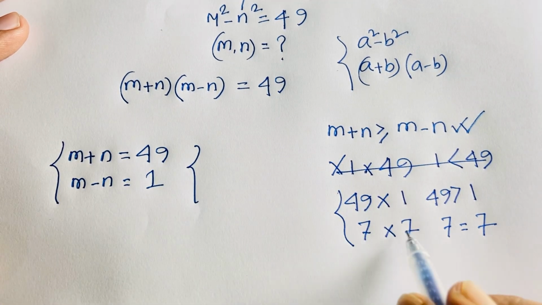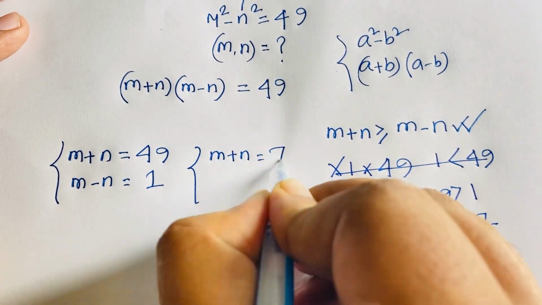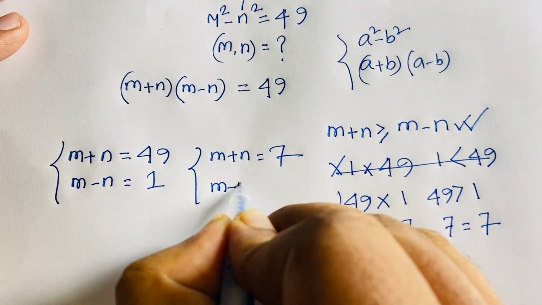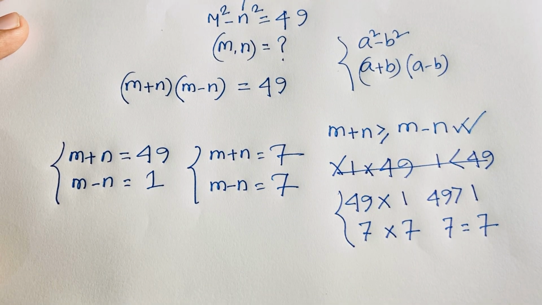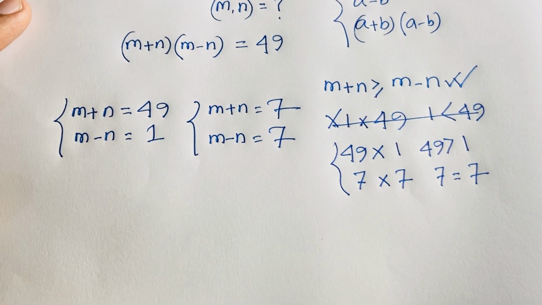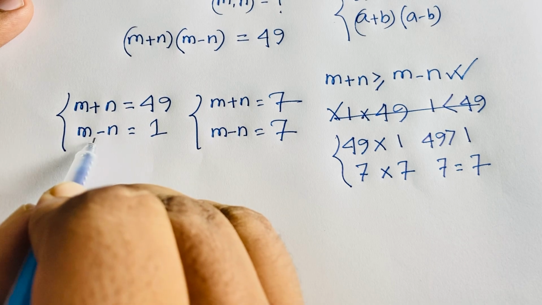The other condition is m plus n is equal to 7, and m minus n is also equal to 7. So at this moment we will find the values of m and n from both of these systems. First of all, this is our first system of equations, and this is our second.